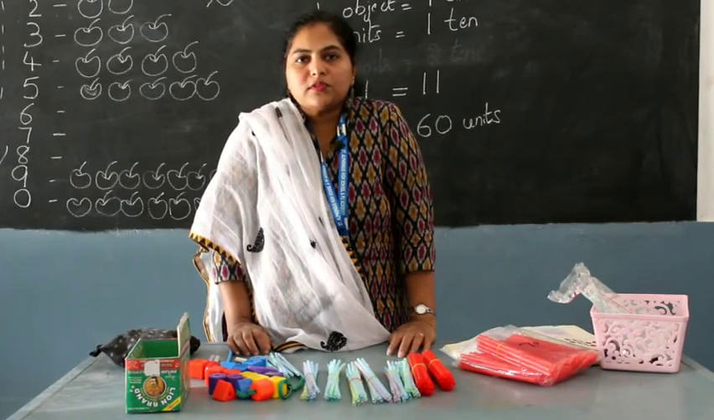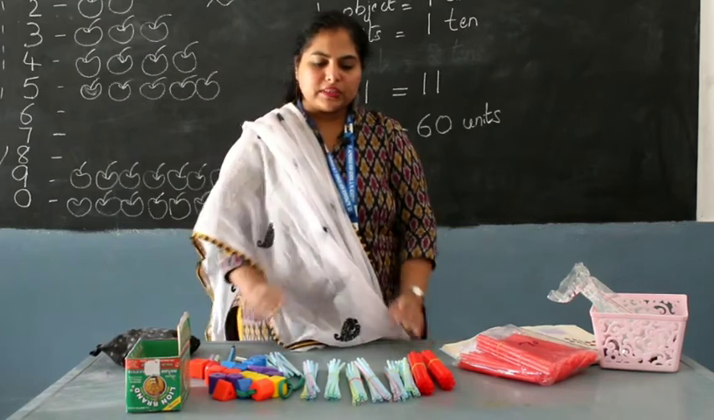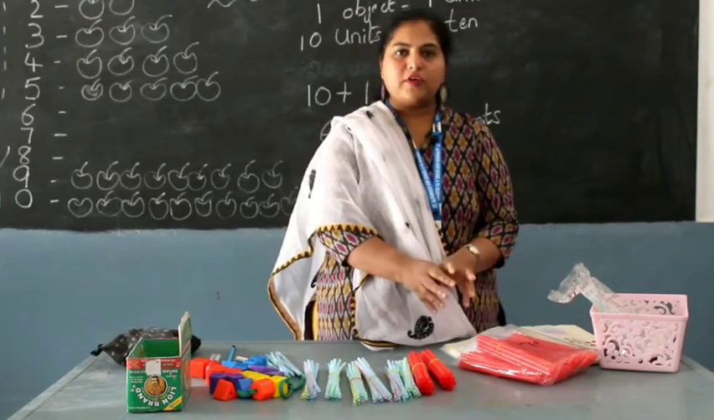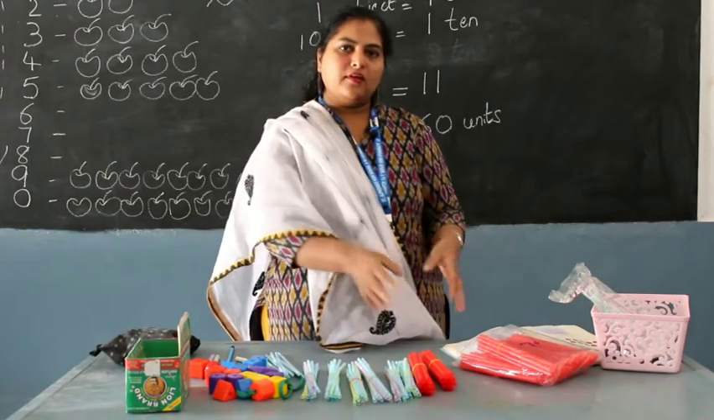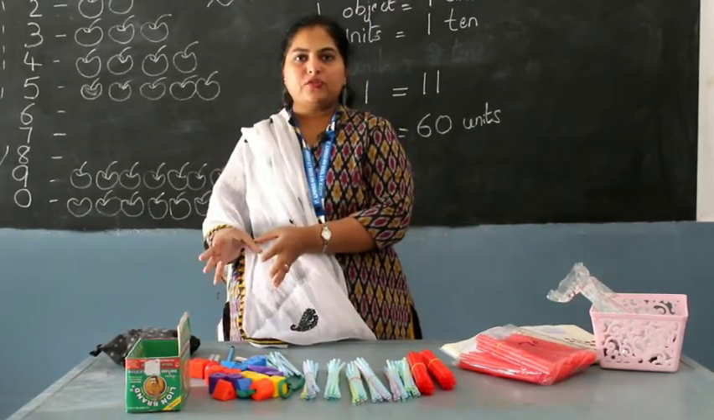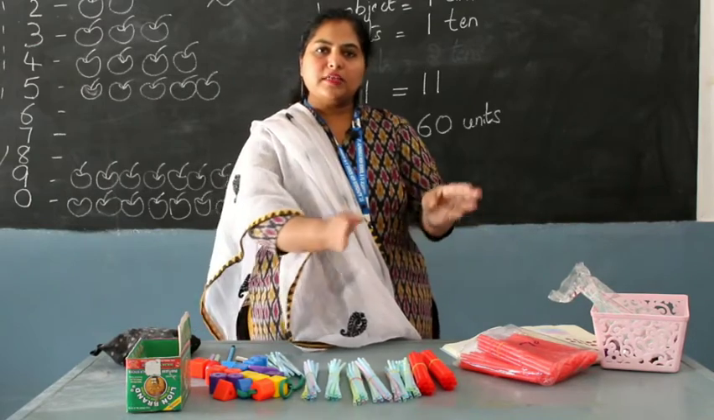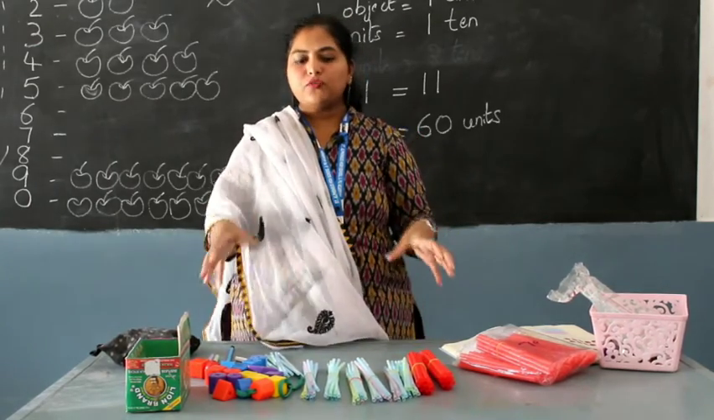How will you count? What will you do? You will take all the same type of coins, the same denomination. If it's 1 rupee coins, all 1 rupee together. 5 rupee coins, all 5 rupees together. 10 rupee coins will be grouped together. So that is what we are doing here.